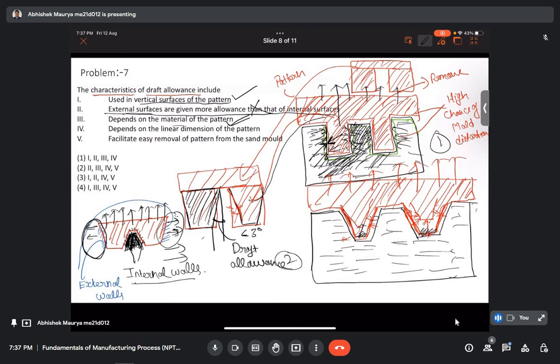If all of you have gone through the lecture, then a pattern can be made of wood, metals and plastic, and all of them have different characteristics, and because of that different values of allowance are given for different materials. So yes, draft allowance is a function of material. It is correct. Next, it depends on the linear dimension of the pattern. Correct.